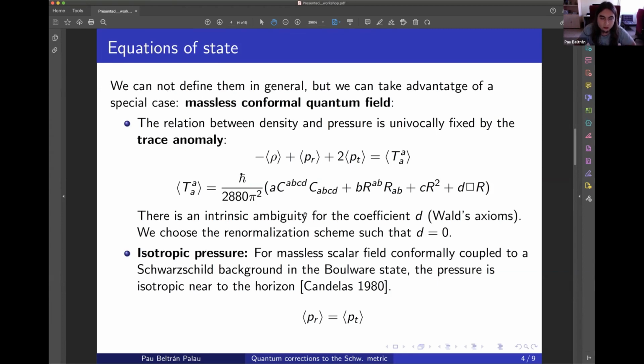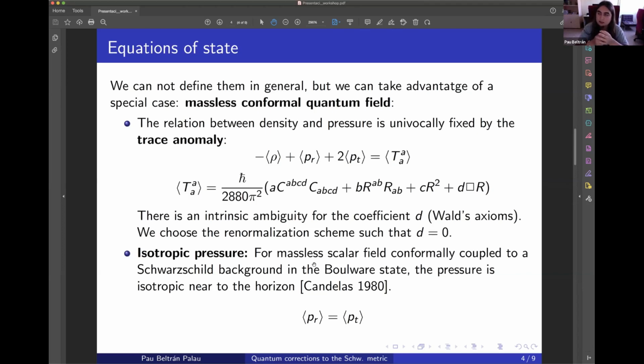Okay, so the other equation of state that we consider is the isotropic pressure. We are considering that the radial pressure is equal to the tangential pressure. This is a simplifying assumption that we make, and it's motivated by the result of Candelas in 1980. In this paper, he found that the expression of the stress energy tensor for the vacuum for a massless scalar field conformally coupled to a Schwarzschild background in the Boulware state has a pressure of this field that is isotropic near the horizon.